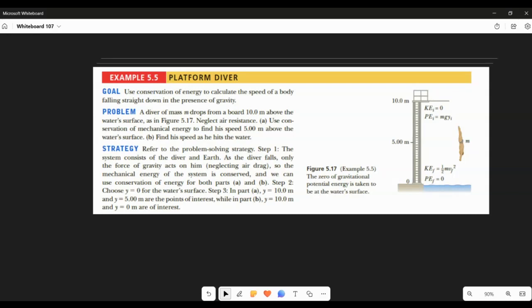And obviously, we neglect air resistance, which is a non-conservative part, right? Because obviously there is air friction. Use the conservation of mechanical energy to find the speed 5 meters above the water surface. And then also B, find his speed as soon as he hits the water.